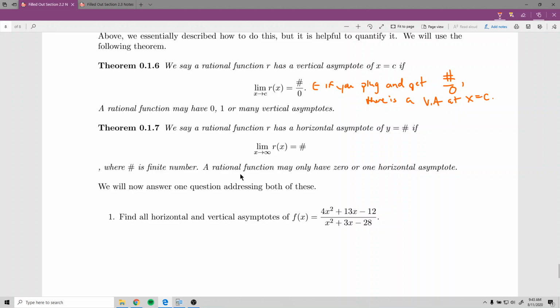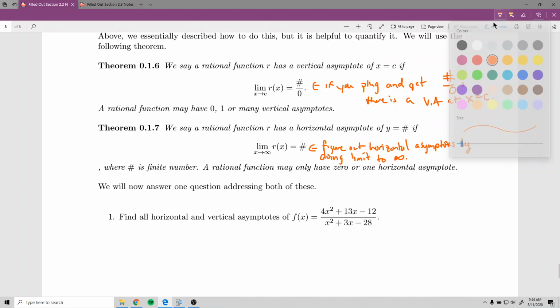Now, for a horizontal asymptote, we say a rational function R has a horizontal asymptote of y equals a number if the limit as x goes to infinity of R of x equals that number. So what this is saying is that we figure out horizontal asymptotes by doing the limit to infinity. You only have to do infinity, you don't have to do negative infinity as well, just one is good enough.